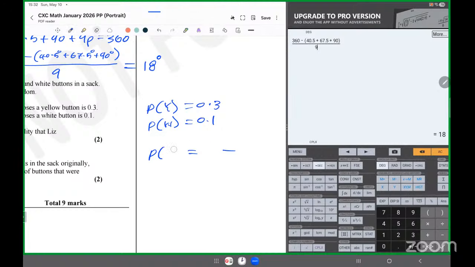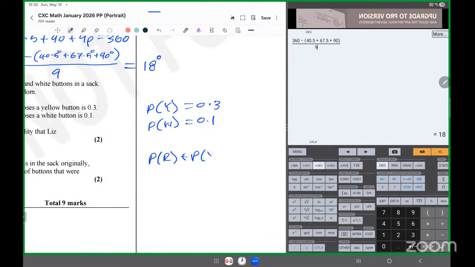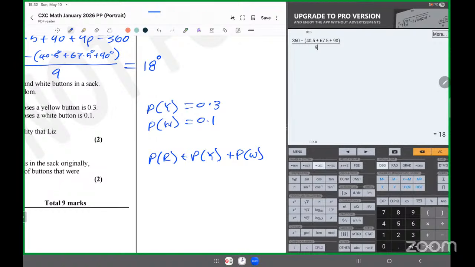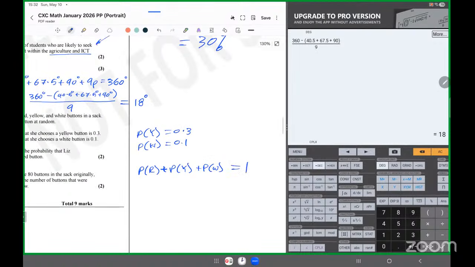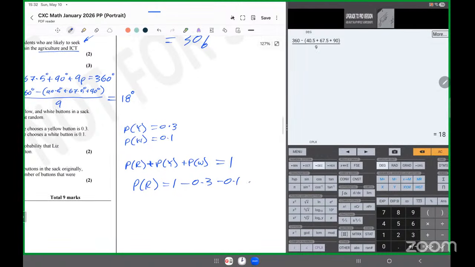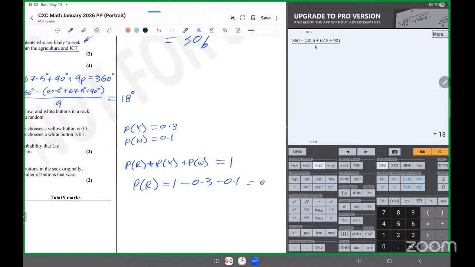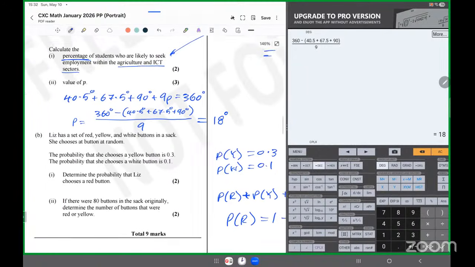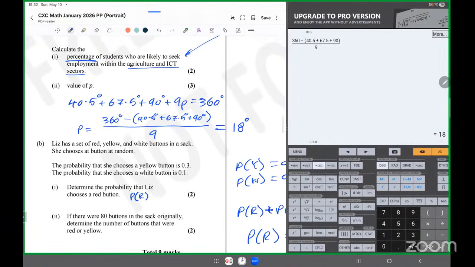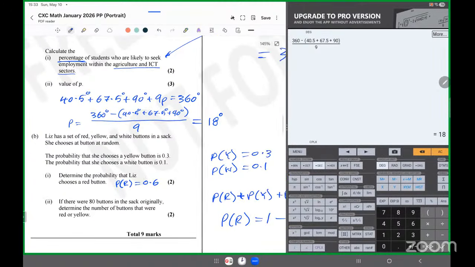I can do it that way then. Look at it this way: the probability of the red plus the probability of the yellow plus the probability of the white must total 1. And you know these two already; they add up to 0.4. So the probability of the red becomes 1 minus 0.3 and minus 0.1, which is 0.6. So that's a 60% chance. The answer here is 0.6. The probability of a red is 0.6, but the total probability is 1.